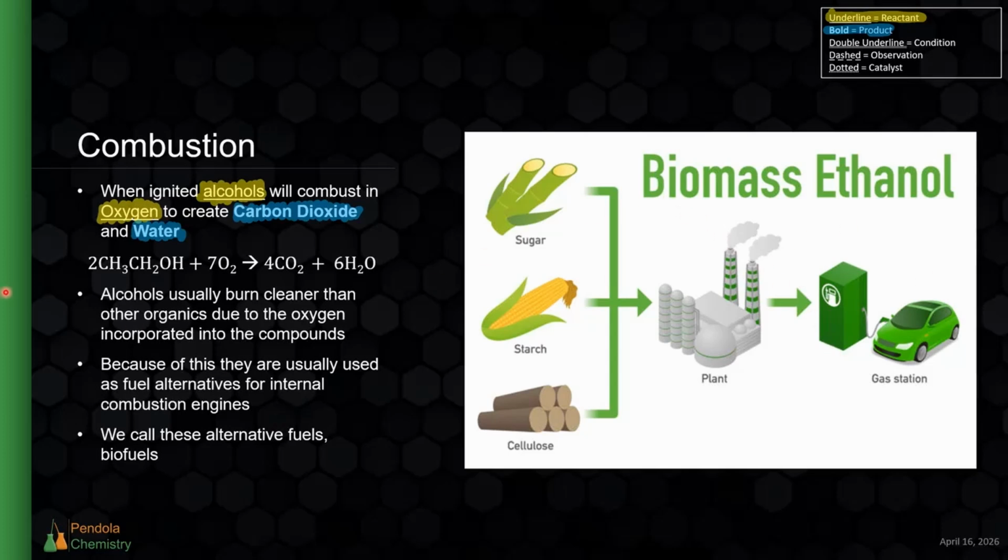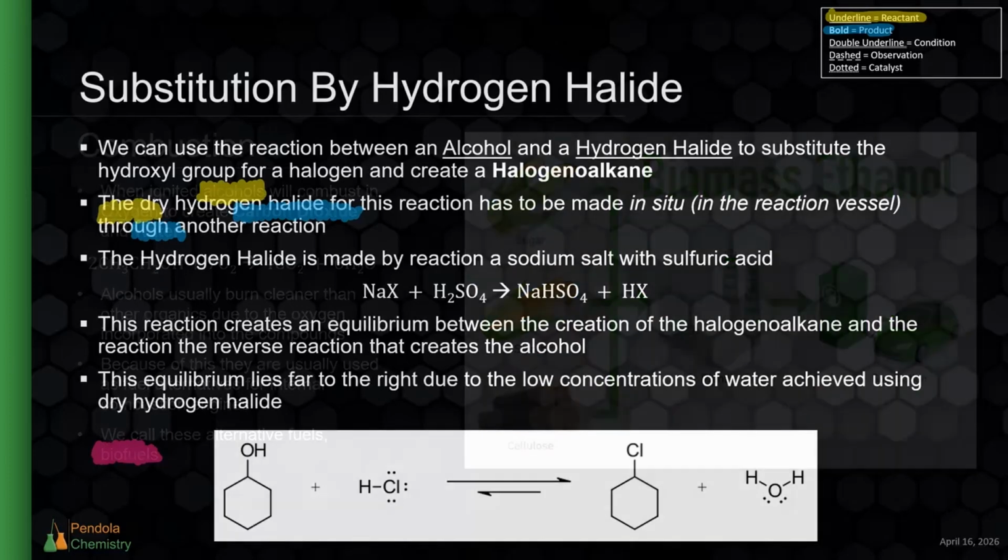as biofuels. Biofuels are essentially just alcohols that are created from plants that we normally just cultivate for other purposes, like food or logging. So this is a very clean alternative that can be used instead of things like fossil fuels, diesel, and the like. So let's keep going. So that's combustion. This is pretty straightforward.